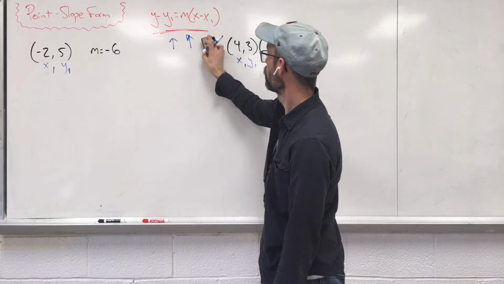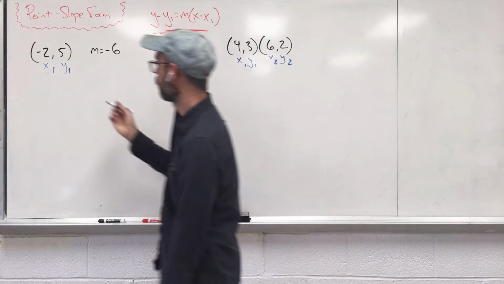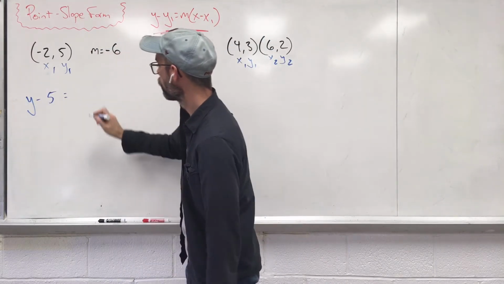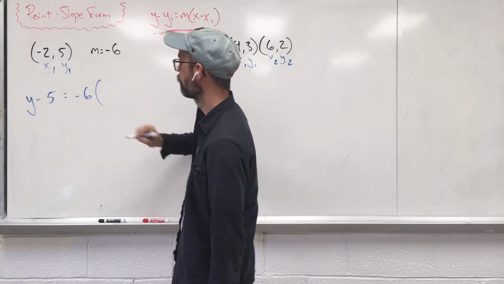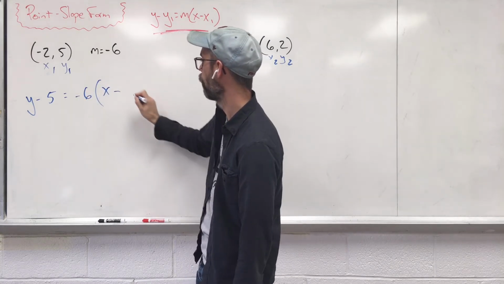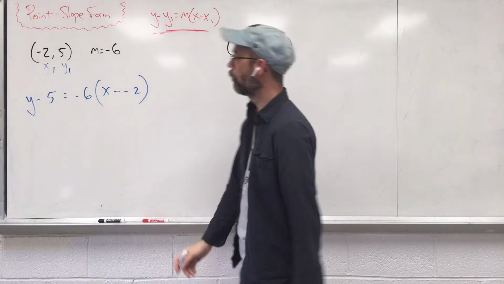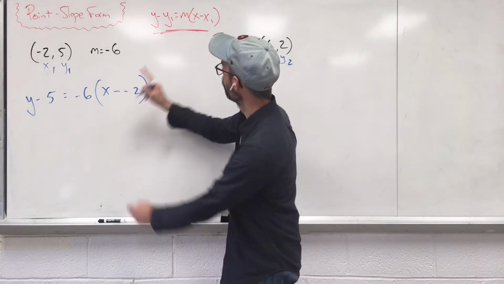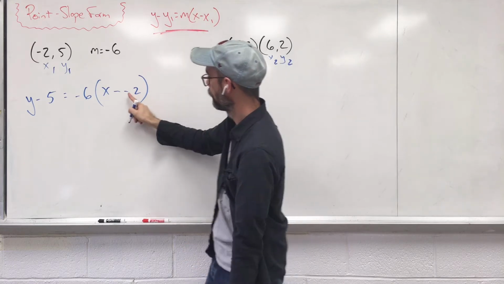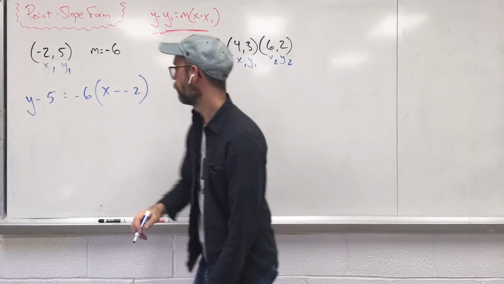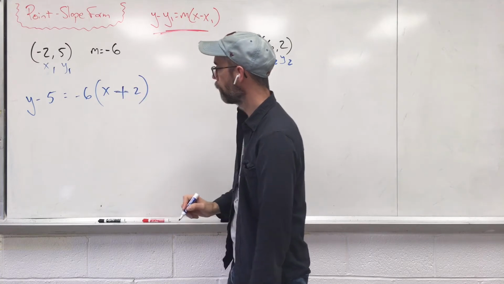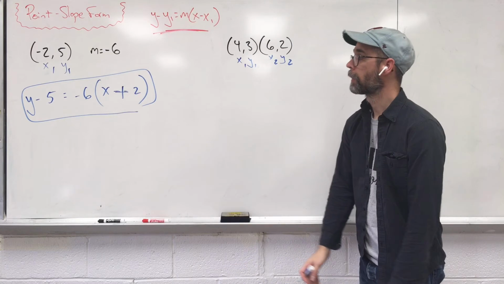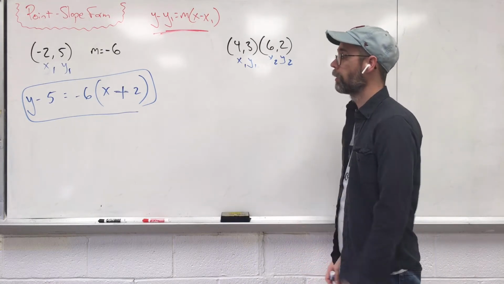All right, so let's plug stuff in, see what happens. Y minus y1, 5, equals m, negative 6, parentheses x minus x1, negative 2. The only thing you need to simplify here is just that negative negative. So the first negative comes from the formula. The second negative comes from that 2. So put them in, you get one big plus sign, and you have point slope form. Another way of writing an equation.